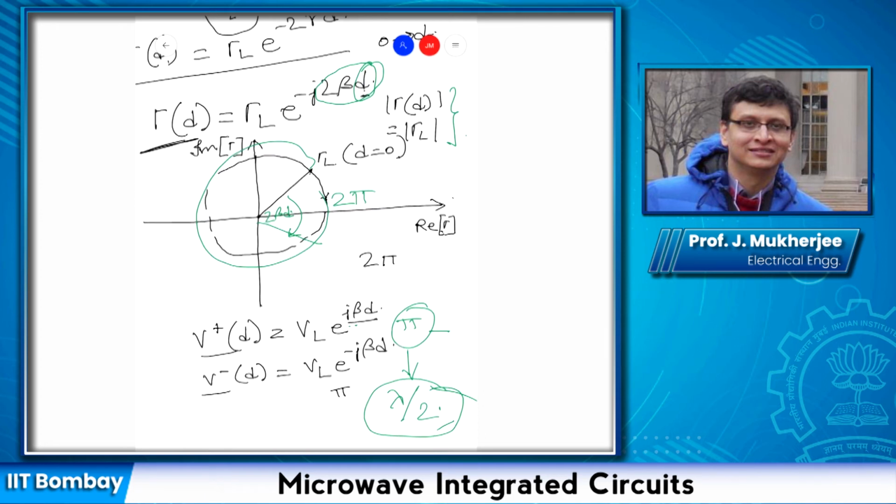So in other words, when I move away from the load end, I move clockwise along a circle whose radius is equal to modulus of gamma L for a total phase angle of 2 beta D. Okay, so going away from the load is clockwise by 2 beta D. Going towards the load is anti-clockwise. So I can write it here.